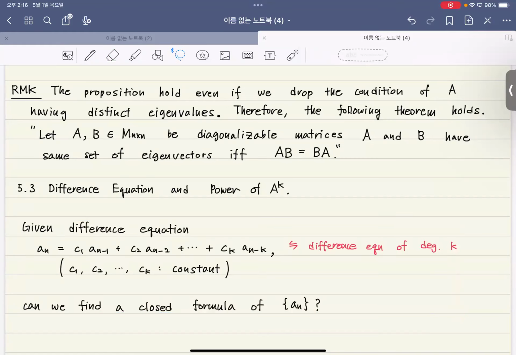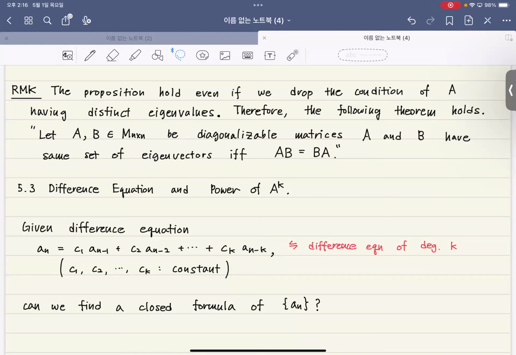So a differential equation is an equation about a function, and the solution of a differential equation is a function. But the solution of a difference equation is not a continuously real-valued function. The solution is a sequence.